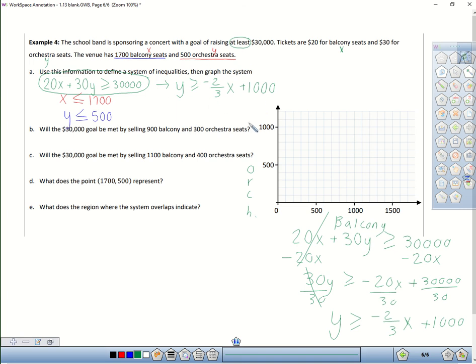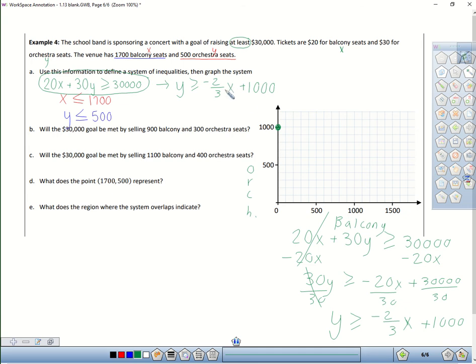For this particular line, when we're looking at a graph, we're usually looking at 4 quadrants, but this one's just zoomed in on the first quadrant because we're not dealing with any negative values here. So my y-intercept is 1,000, and then I'm going down 2 units and over 3. But the problem here is I'm going down 2 units, but this is by 100s.